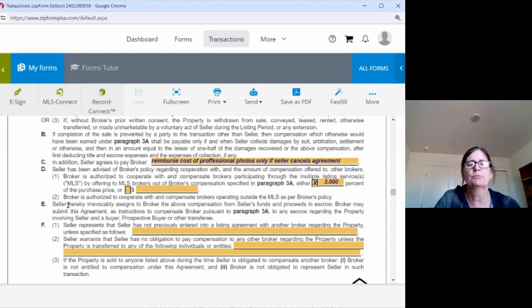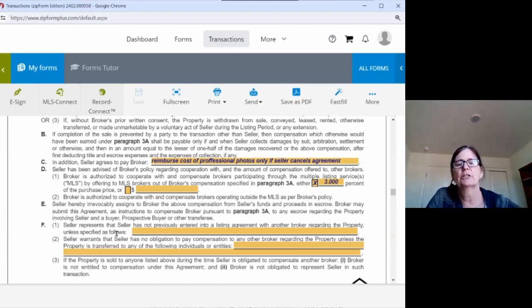And then here it says broker is authorized to cooperate with and compensate brokers operating outside of the MLS as per broker's policy. So sometimes you'll see in the MLS that it's offering 2.5% or 3% to the buyer's agent, but only if they're part of the MLS. And so they're giving us permission here, or stating right here that, per the broker's policy, it can go to agents outside of the MLS.